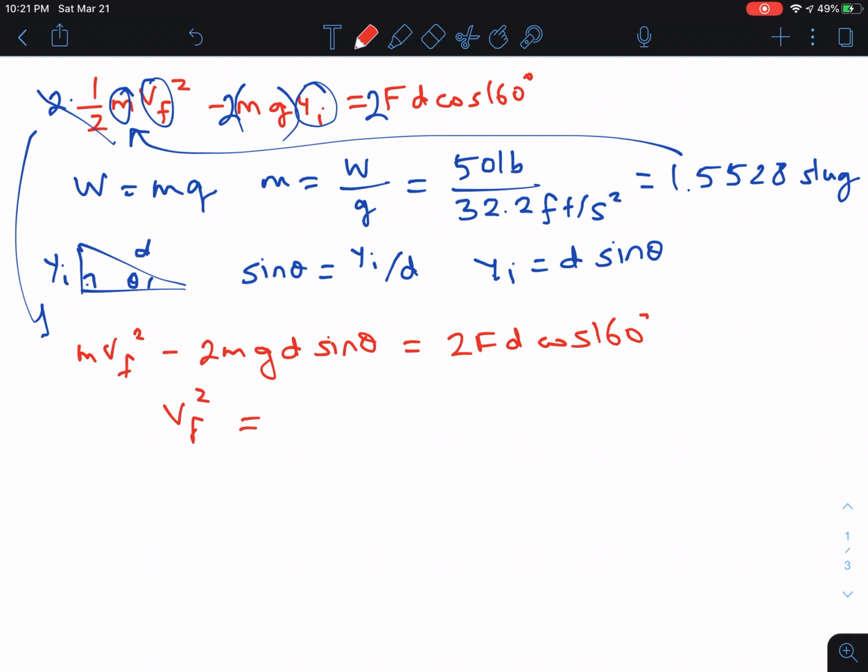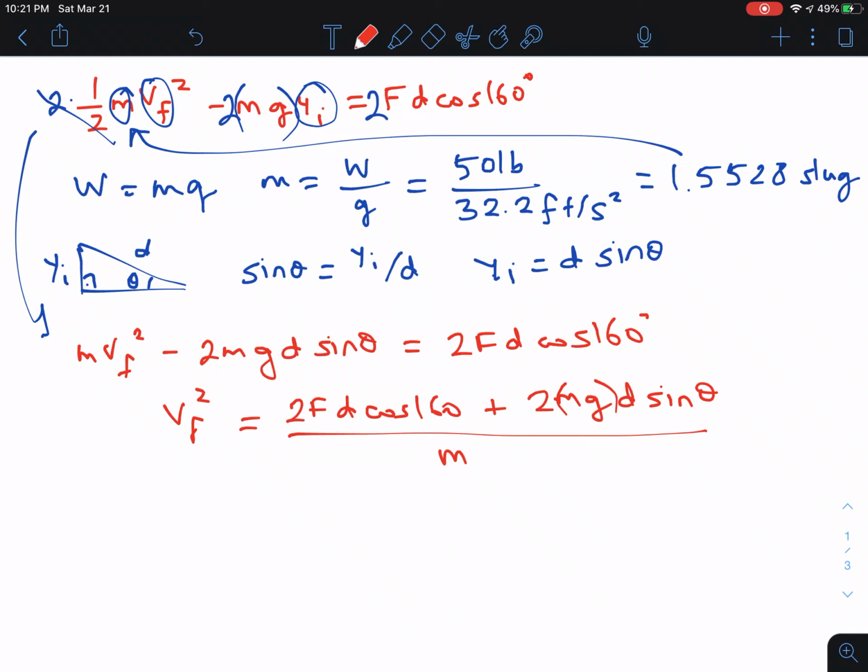So I'm going to put everything on the other side and then divide everything by mass. So this becomes 2f d cosine 160 plus 2mg d sine theta. Again, mg is going to be combined because I'm going to use the weight, divided by the mass. When I do that, I'm getting v final squared. So let's find out v final. That means I need to take the square root of both sides. They are going to go away.